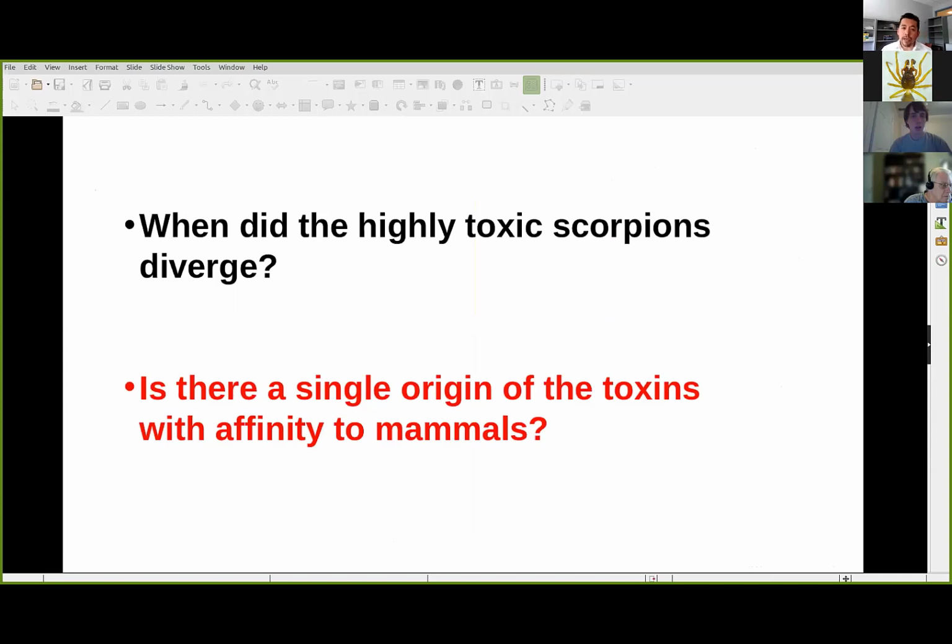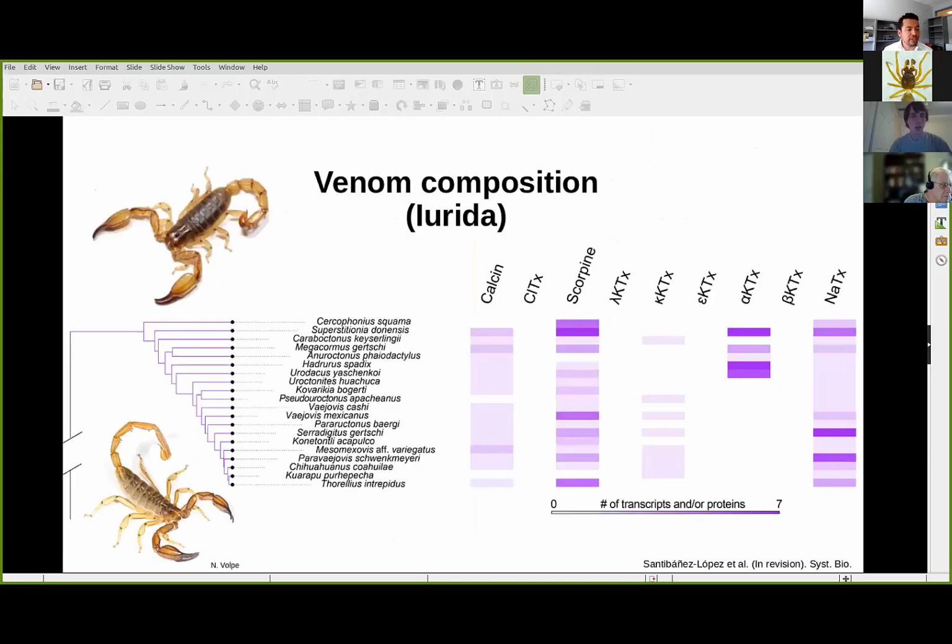Okay, so with that, we have evidence that supports the possibility of a relationship between predator and prey. And now let's focus our attention on whether we can finally find a single origin of these toxins with high affinity to mammals. And for that, what we did is sample all of these transcriptomes and all the data sets, and we retrieved all these venom components, and we have perhaps a better framework to compare the composition of urids and buthids.